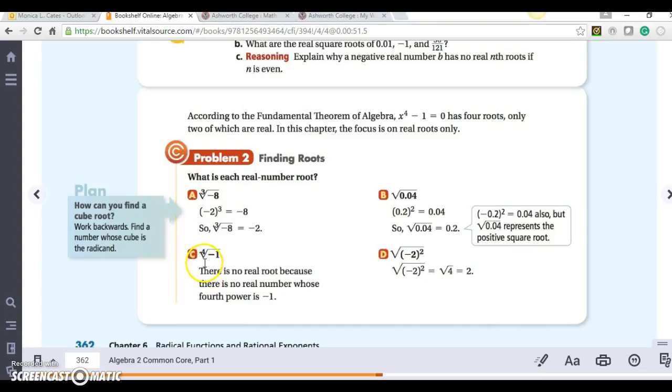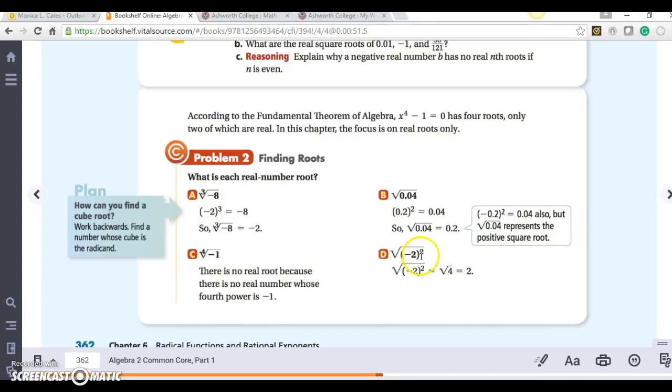The fourth root of -1. Remember, we can't take the fourth root or an even root of a negative number. It wouldn't be a real root. There are roots, but they're imaginary. They're not real.